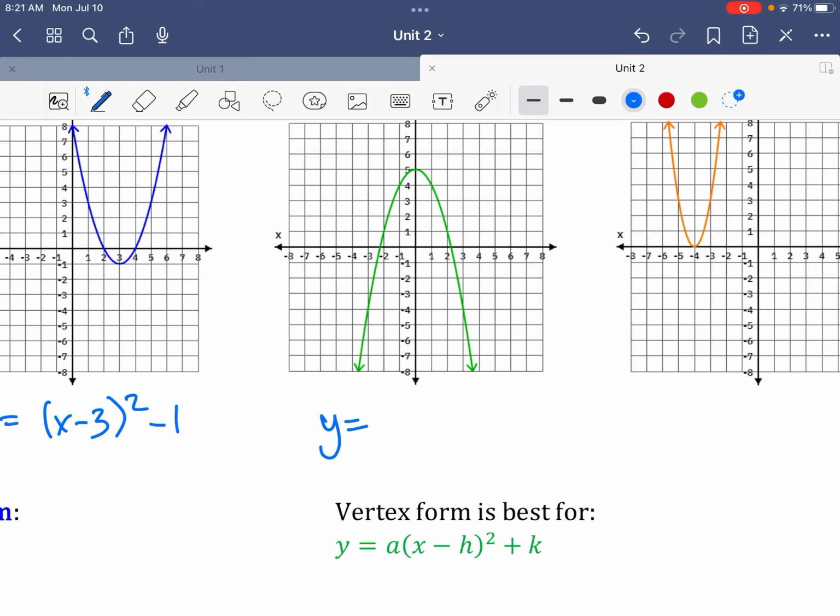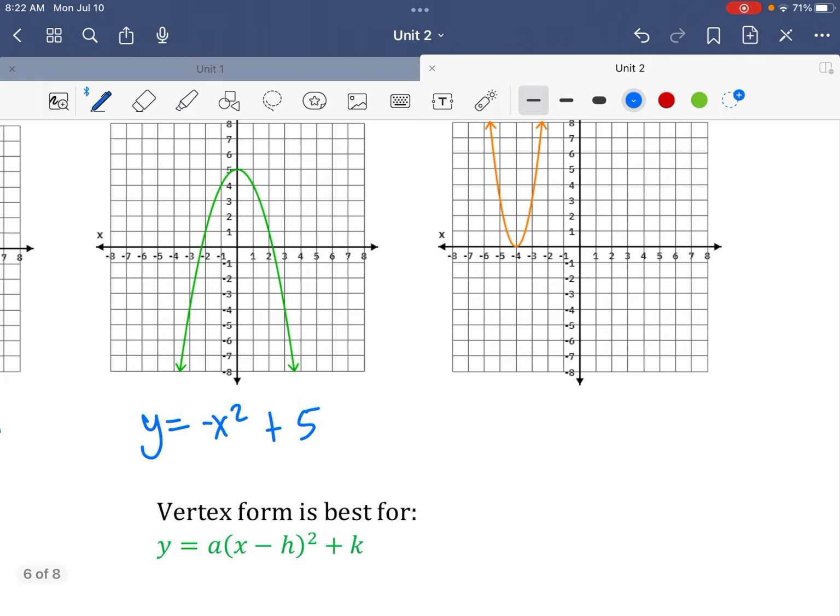So y equals, or you could put f of x equals. So the only movement it made was up 5. So now I'm going to have x squared and plus 5, but it did it upside down, so I'll put a minus. All right, so finally, you see how this one looks skinnier, right?